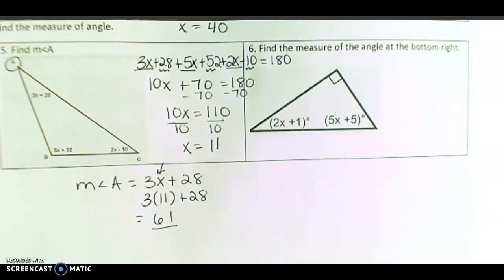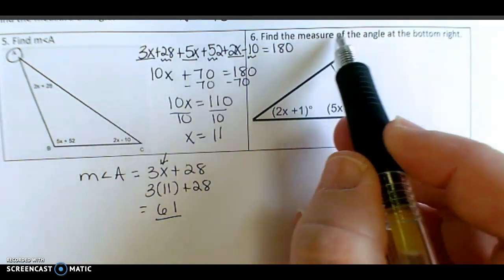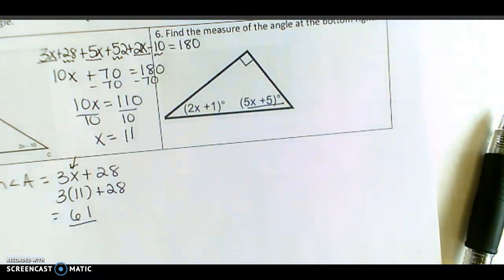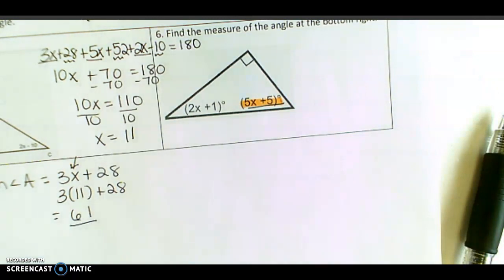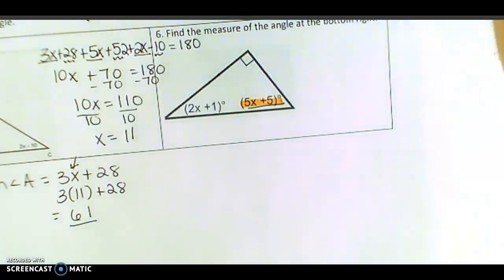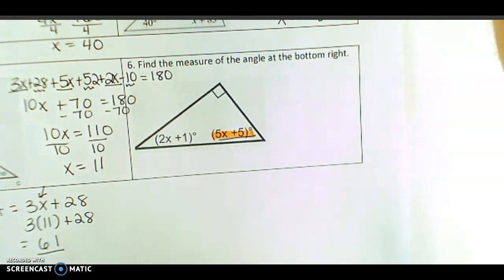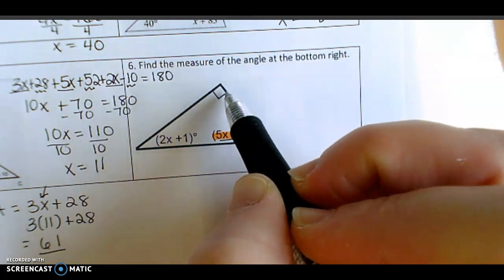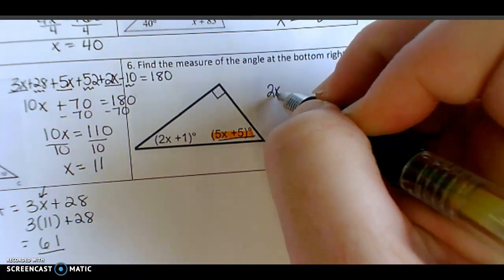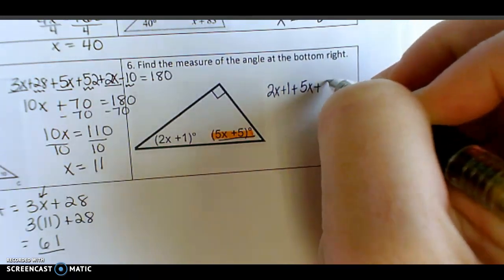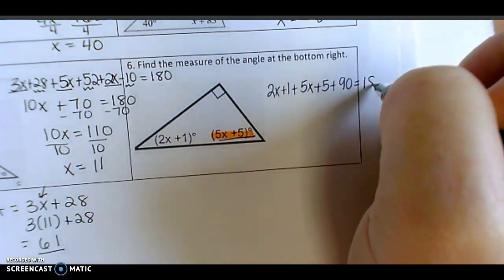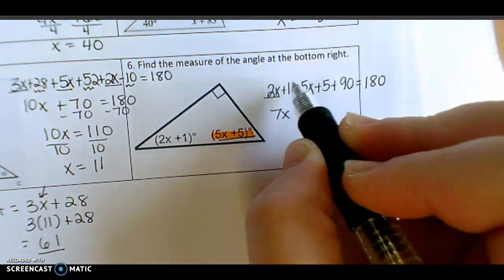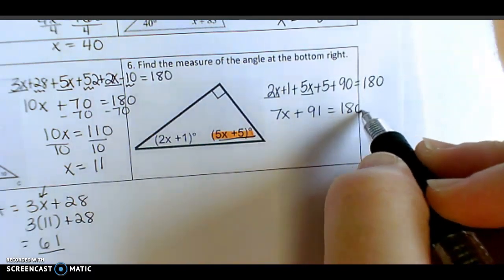Alright, number 6. So again, we're trying to find a certain angle. It says find the measure of the angle at the bottom right. So we're looking for this angle down here, this 5x plus 5, which we'll find at the end. So right now, what we're going to do is add all our angles together and set them equal to 180. So for this one and this one and then this one, this one is 90 degrees. Remember our little box that we've talked about? So when we add them, we're going to add in a 90 for that angle. Okay, combine our x's, combine the numbers, and then we want to start moving stuff.